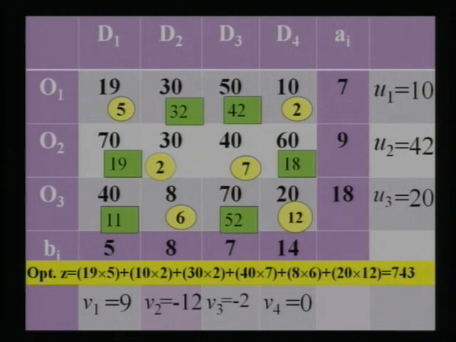Before, using Vogel's method, if you remember, it was 779. So this is less. So one should prefer this solution, and it is an optimum solution according to the MODI method. Okay, so we have learnt this algorithm of the modified distribution method.